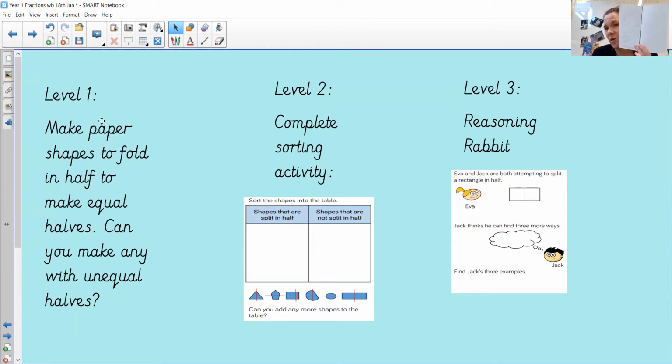Now remember, if it's half, it's got to be the same, hasn't it? So one half has got to be exactly the same as the other half. Okay, so that's level 1.